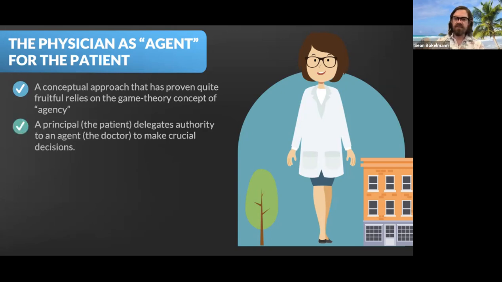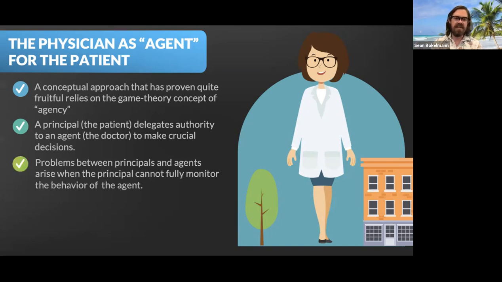And basically the principal, which in this case is the patient, delegates authority to an agent, in this case, the doctor, and the agent is the one that makes crucial decisions. So it's the same with sports players, right? Professional athletes have agents, actors have agents. The point is that the agent is supposed to act on behalf of the principal and have the principal's best interest in mind. But since they're a different person, they often have conflicting interests, right?